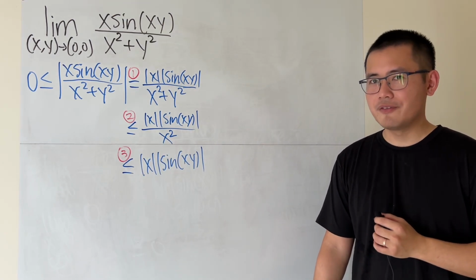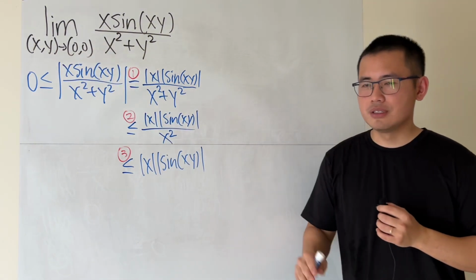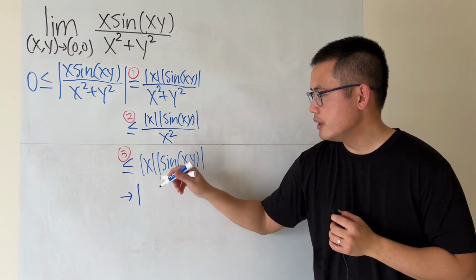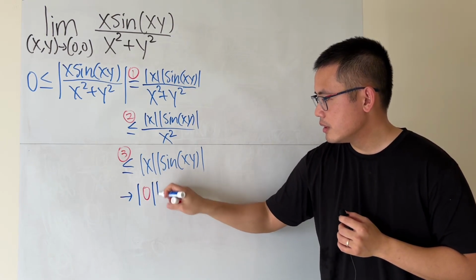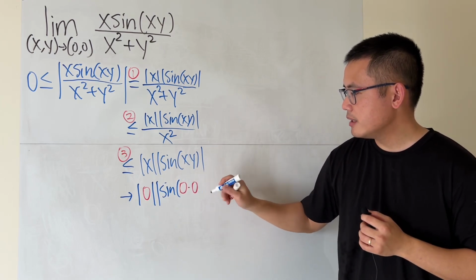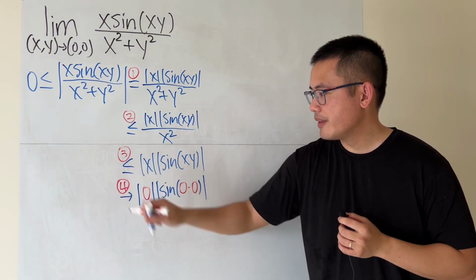It looks like it's about time for us to evaluate the limit. (x, y) is approaching (0, 0). So here, this right here will be approaching the absolute value. x is approaching 0. Here we have sine of x approaching 0, likewise y. So that's what we have. That is step number 4.